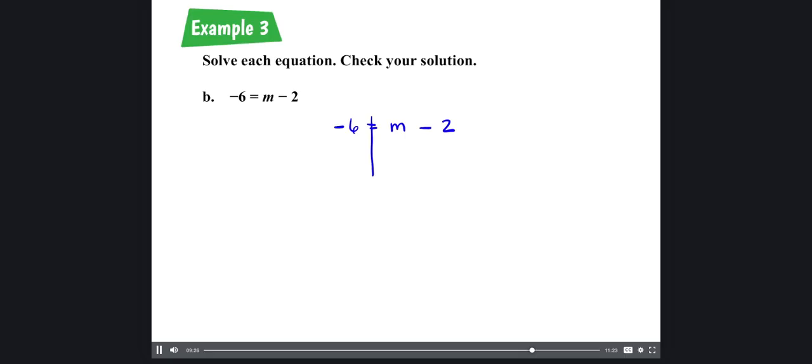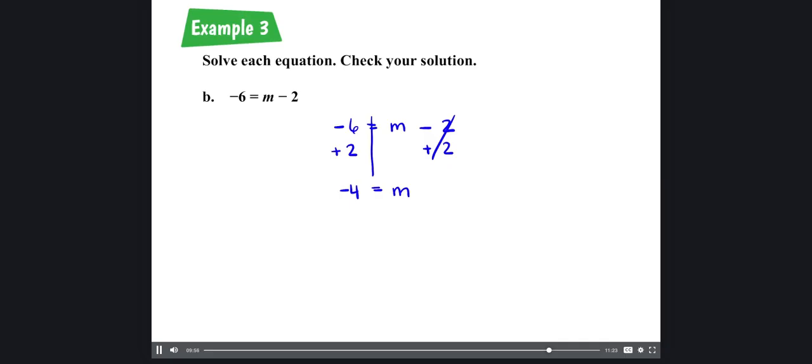The inverse of subtraction is addition, so we will add 2 to get m by itself. Any operation done on one side of the line to cancel out a value must be done on the other side of the line, so we will add 2 on the left side as well. Negative 6 plus 2 is negative 4, and negative 2 plus 2 is 0, so all that's left on the right side is m. Our equation now reads negative 4 equals m.